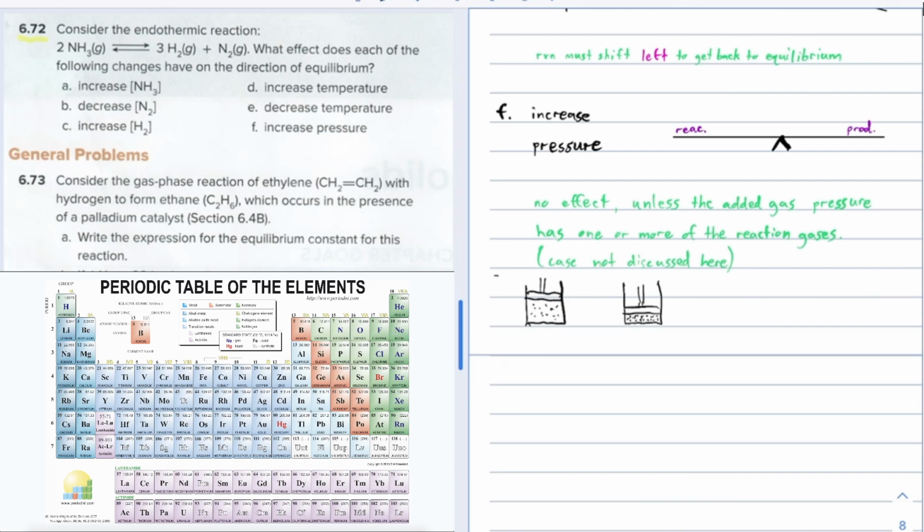So this is no effect, except if done by reducing the volume. In that case, it would cause it to shift to the left. So it's kind of a complicated situation. We normally don't talk about this in our course. If you take general chemistry, you'll talk more about pressure effects on equilibrium. So I hope you understood that. If not, don't worry so much about it.